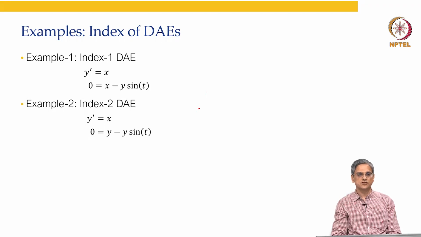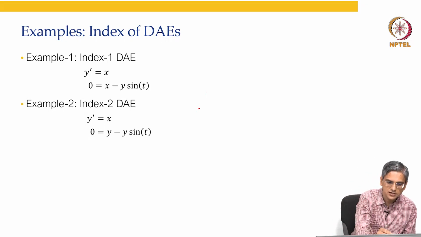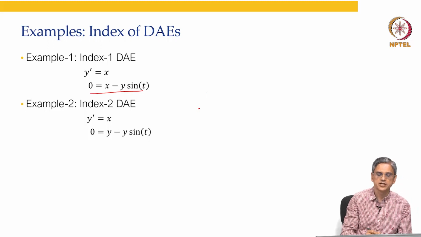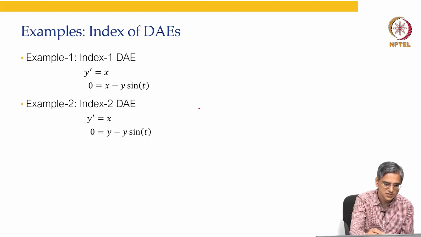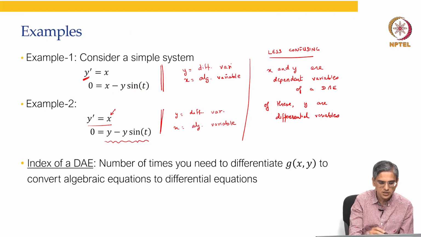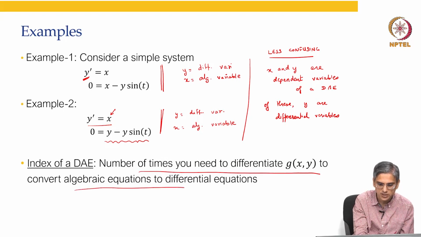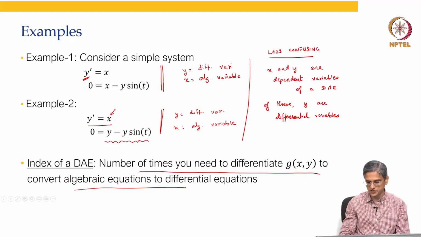Okay. So, next we will come to an interesting concept, that is the index of the DAE. What is the index of the DAE? If you look at the algebraic equation, it is the number of times that you need to differentiate an algebraic equation so that all the variables become differential variables. So, formal definition: the index of a DAE is the number of times you need to differentiate g of x in order to convert algebraic equations into differential equations.